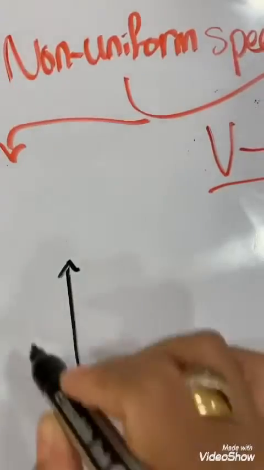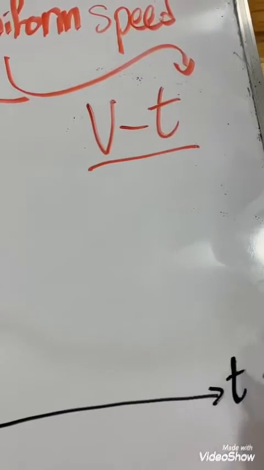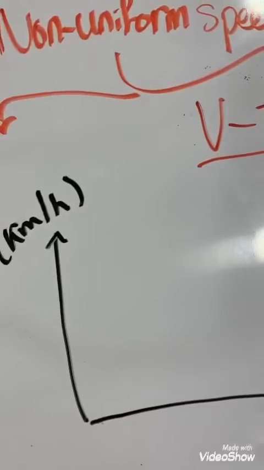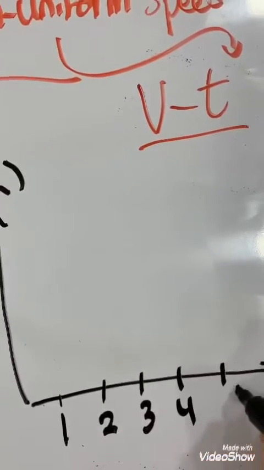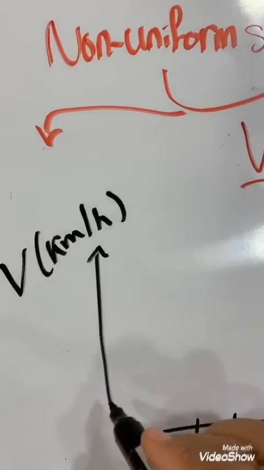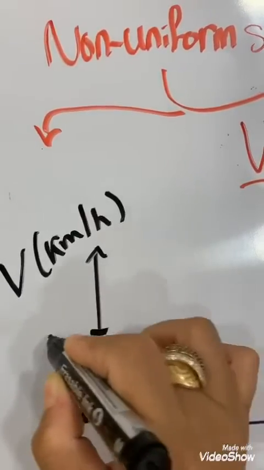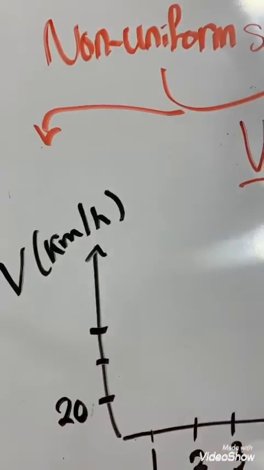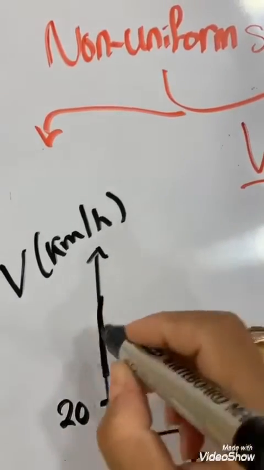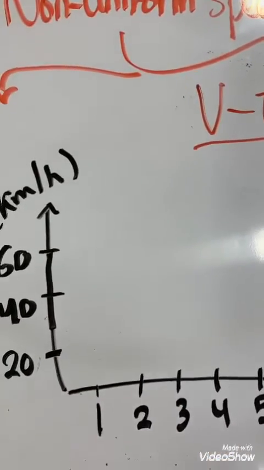Let's draw it. As you see here, I put here the speed, which is kilometer per hour. And then I will put here on the x-axis the time in unit hour. Okay, let's put the points. 1, 2, 3, 4, and 5. Here it's 10, 20, 30. No, let's put it in better way. 20, 40 and 60. Okay, now let's start putting the point.